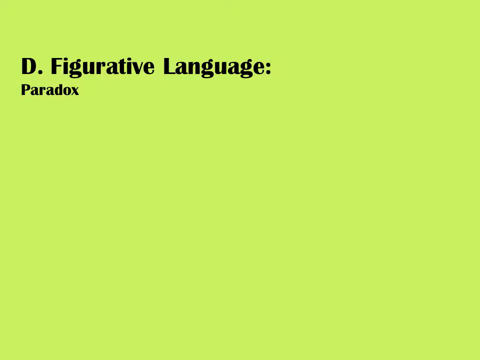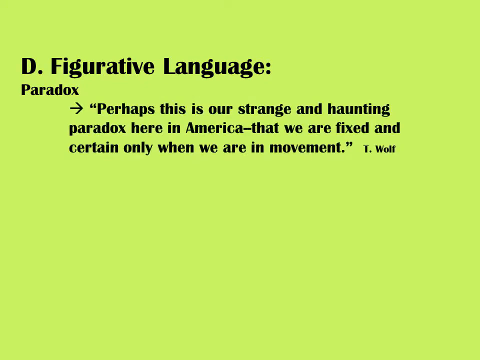We've got paradox, a seeming contradiction between two things and yet somehow reveals truth. Here's an example. Perhaps this is our strange and haunting paradox here in America, that we are fixed and certain only when we are in movement. So the fixed and certain contrasts with the movement, but the paradox is understood because the fixed and certain in the second sense is taken figuratively, not literally. That we're fixed and certain like in our soul or in our psyche. We are where we belong in a figurative sense.